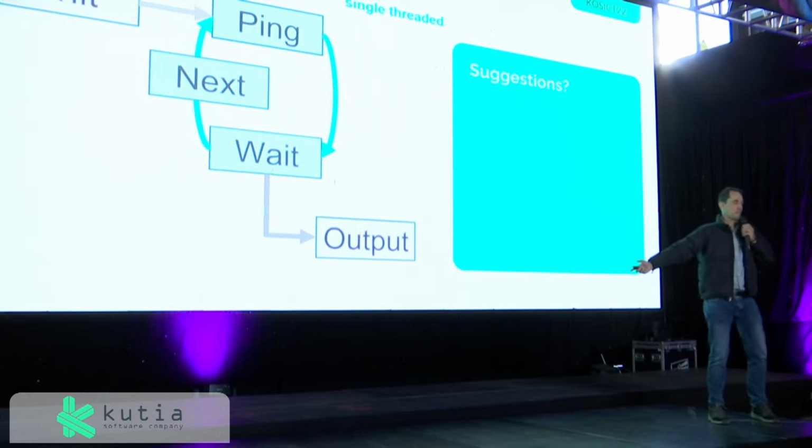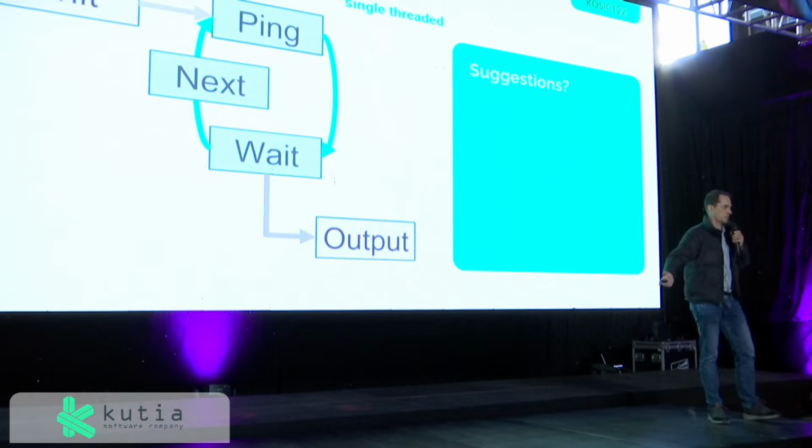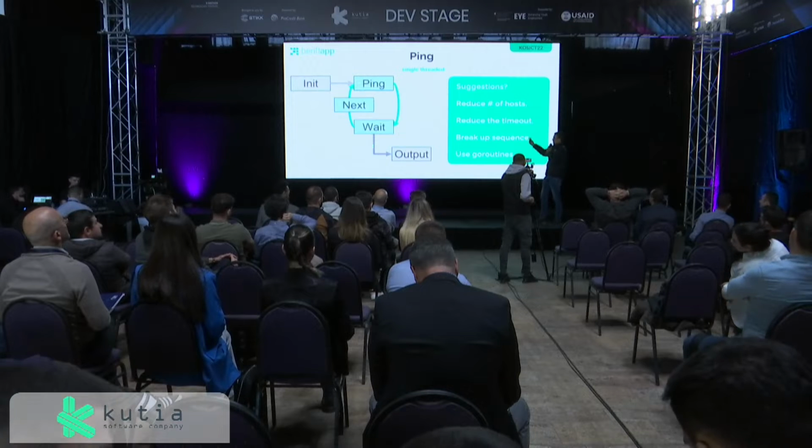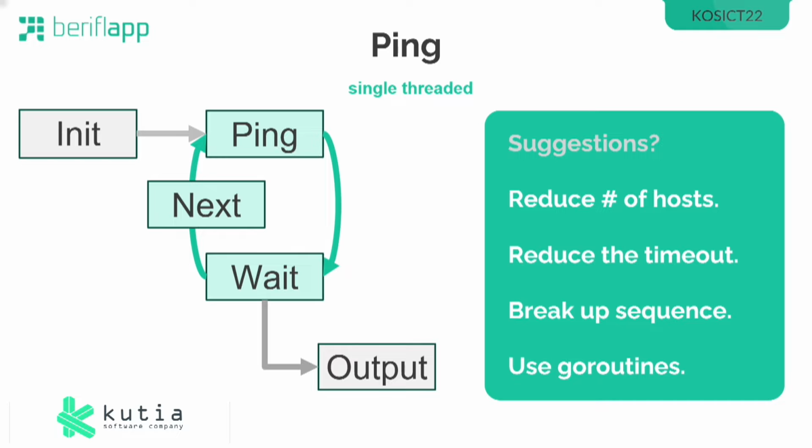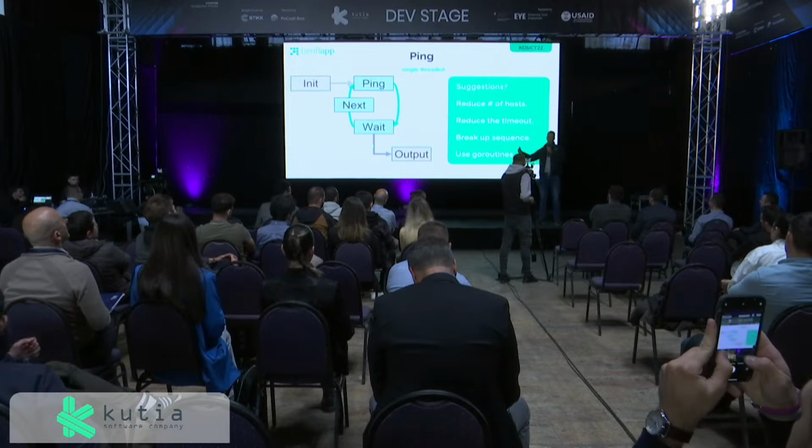I use this example in interviews a lot, and over time, I received very interesting suggestions how to improve this algorithm. Let's have a look. So some people would say, reduce the number of hosts. Who in the audience would take that approach? Anyone dares? No, I see head shaking. Of course, at the end of the day, you are not done when you choose that approach and you miss some of the information you are supposed to collect.